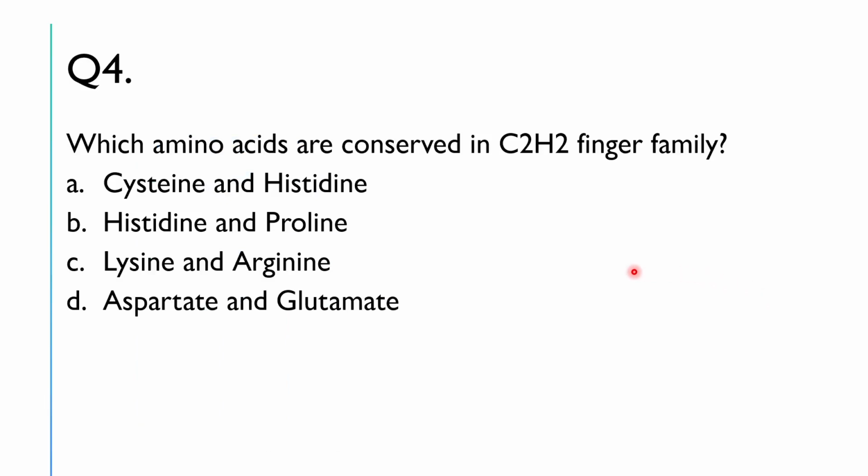Which amino acids are conserved in C2H2 finger family? So just now we discussed the C2H2 finger family belongs to one of the zinc finger families. So options are cysteine and histidine, histidine and proline, lysine and arginine, aspartate and glutamate. Which one is it? Please try to answer this question. Then we will be discussing this in 2 minutes.